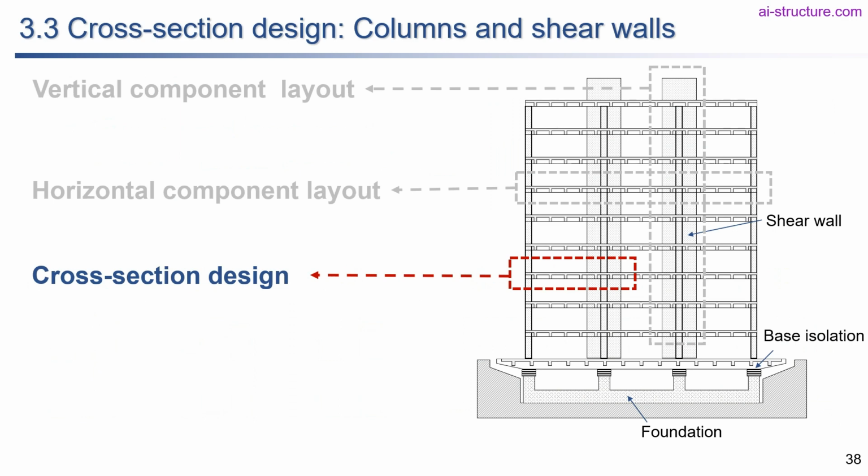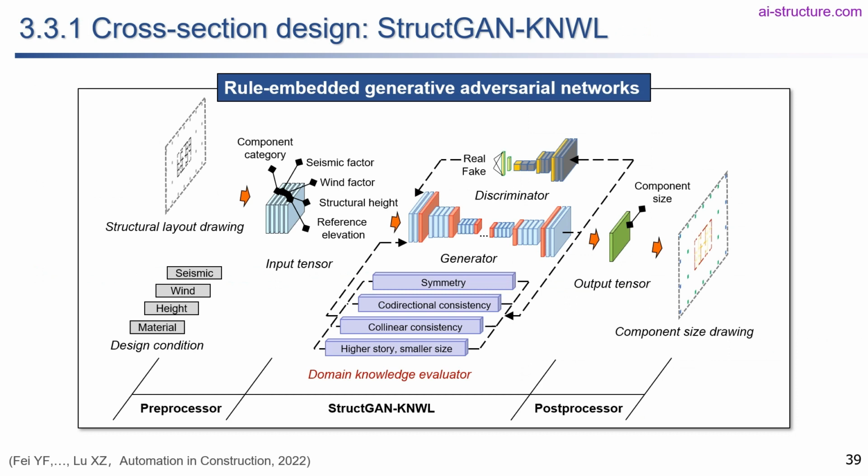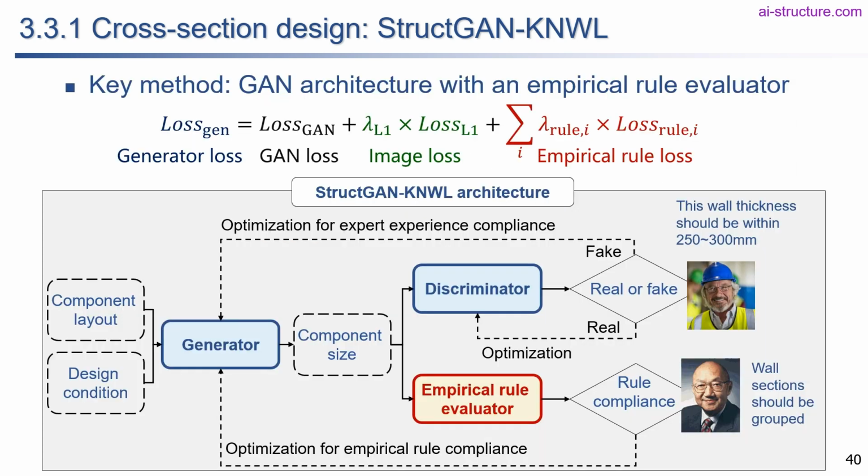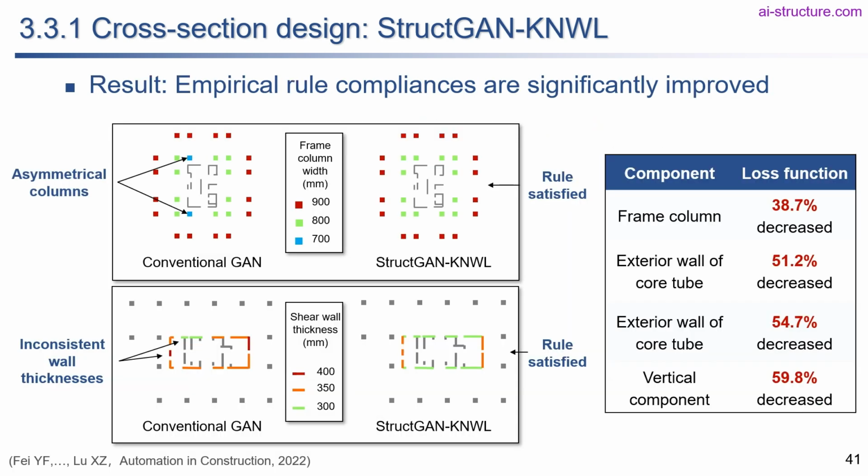Finally, the section size design of structural component. This study proposed a multi-mode data fusion learning and knowledge embedding GAN model, StructGAN knowledge. Based on the conventional GAN, an empirical rule evaluator is added, which is a differentiable tensor operator. Encode empirical knowledge, such as symmetry, into a differentiable loss function to guide the generator to learn design rules. The test case shows that the AI design effect of embedded rule learning can effectively meet the design rule requirements, and the quality of the corresponding design result is significantly improved.